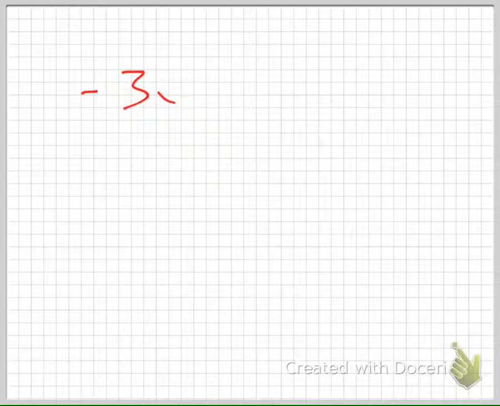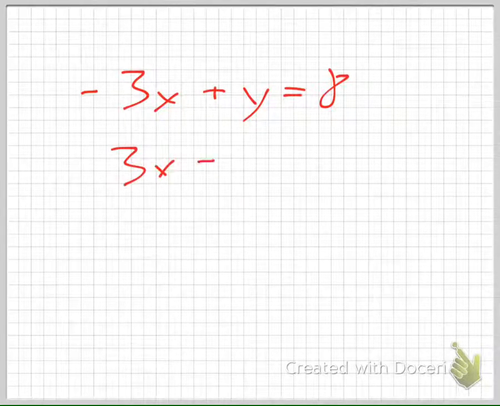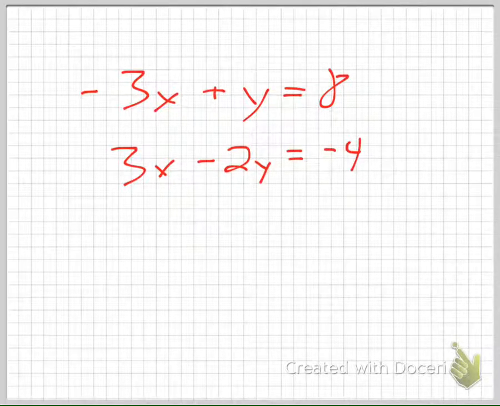What if I have negative 3x plus y equals 8, and 3x minus 2y equals negative 4? What are some methods I could do here? There's several.